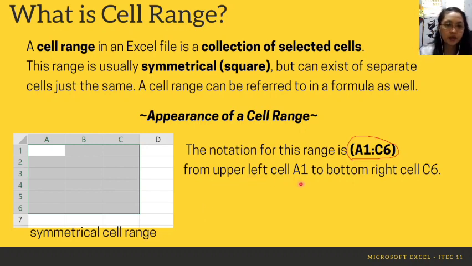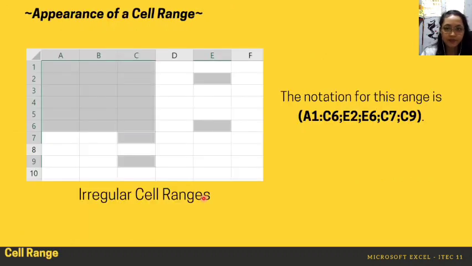So from the upper left cell A1 to bottom right cell C6, so we have A1, C6. That is a cell range. So the notation for this cell, we can see here, from A1 to C6.